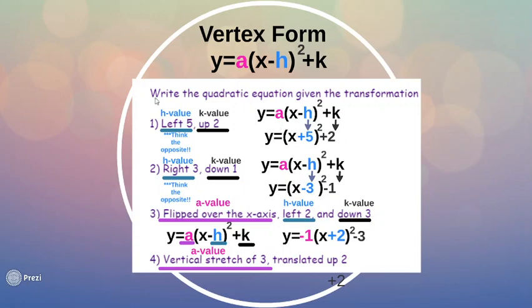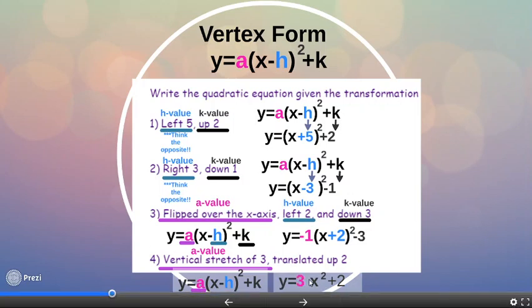Okay, so the vertical stretch by a factor of 3, again, that's an A value. We're going to write that at the very front. So the 3 is going to go in front.